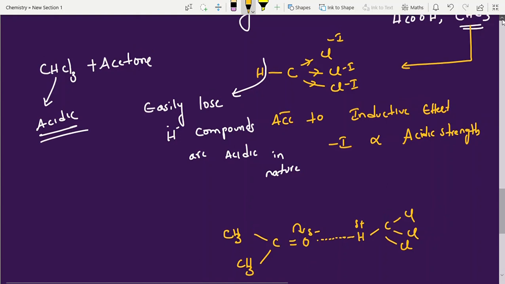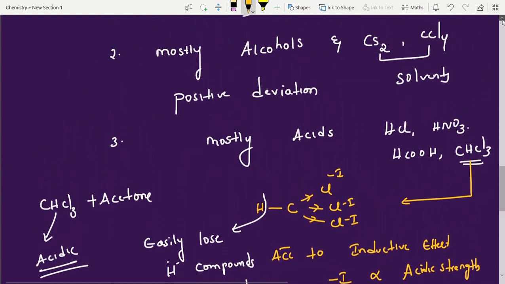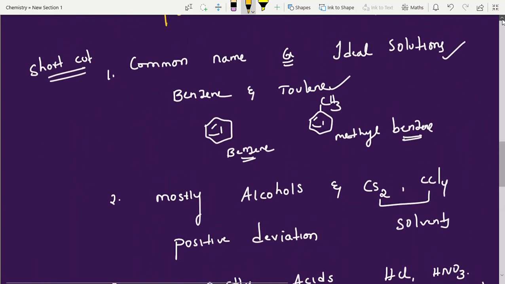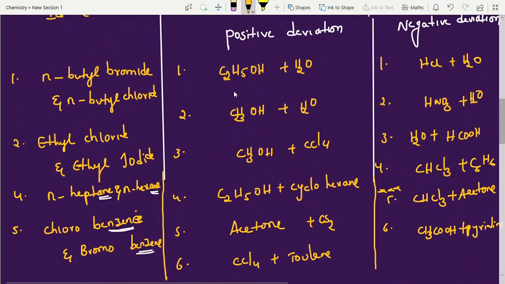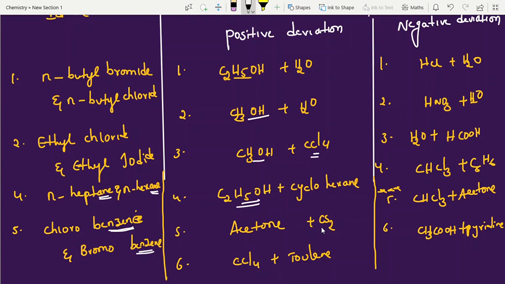Now examples you can work out. What I said to you, positive deviations is nothing but mostly alcohols, right? CS2, CCl4. Alcohols, CS2, CCl4. Now look into this. See, this is alcohol, right? And this is also alcohol, CCl4 also there. Here alcohol is there, this is CS2, this is CCl4, right? These are all under positive deviation. See, this is acid. It is acidic in nature. So mostly acids undergo negative deviation. Mostly acid shows negative deviation. Clear, students? Very easy. We can work out the questions.